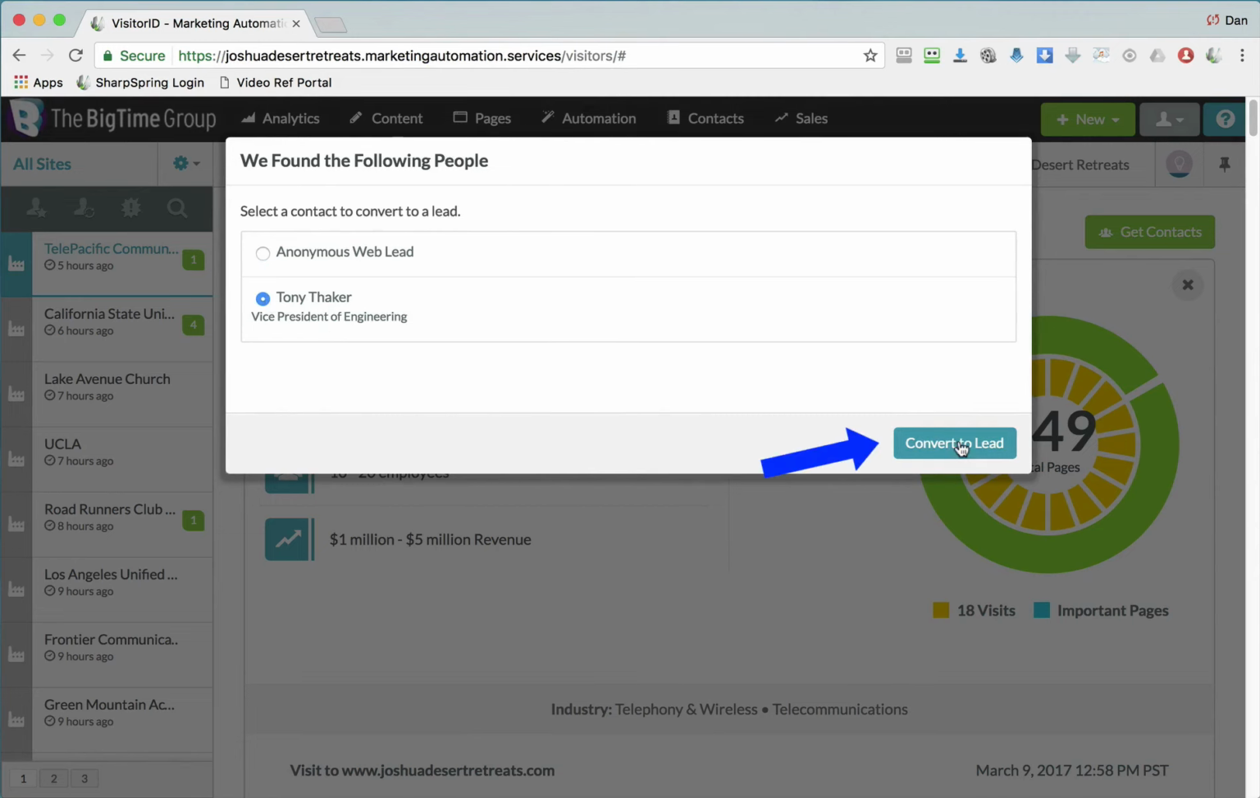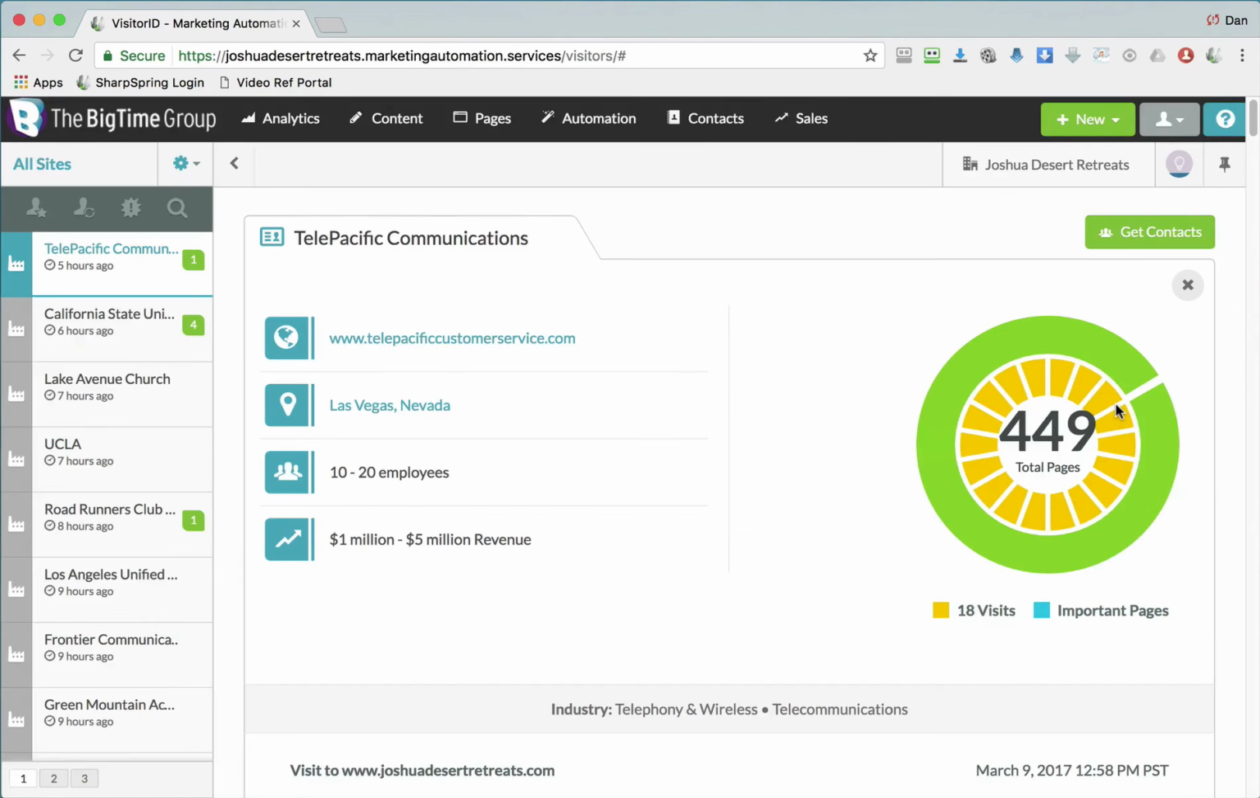So I could click Convert to Lead, and that would put Tony as a contact in our system. So if Tony did actually show up, let's say he went to a landing page, let's say Tony put his information into a form, Tony signed up for more information about Joshua Desert Retreats. Well, the system's going to put two and two together and know that Tony was the one that was doing all of this looking around, and that he's probably a very motivated buyer.